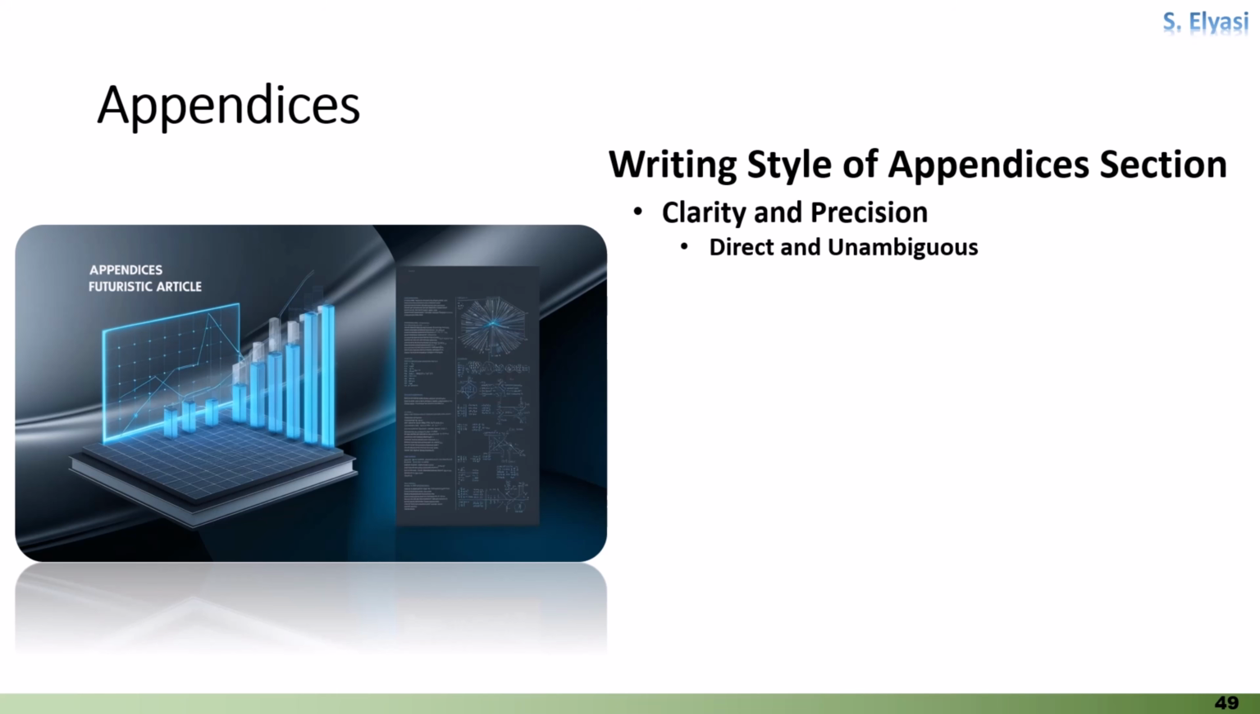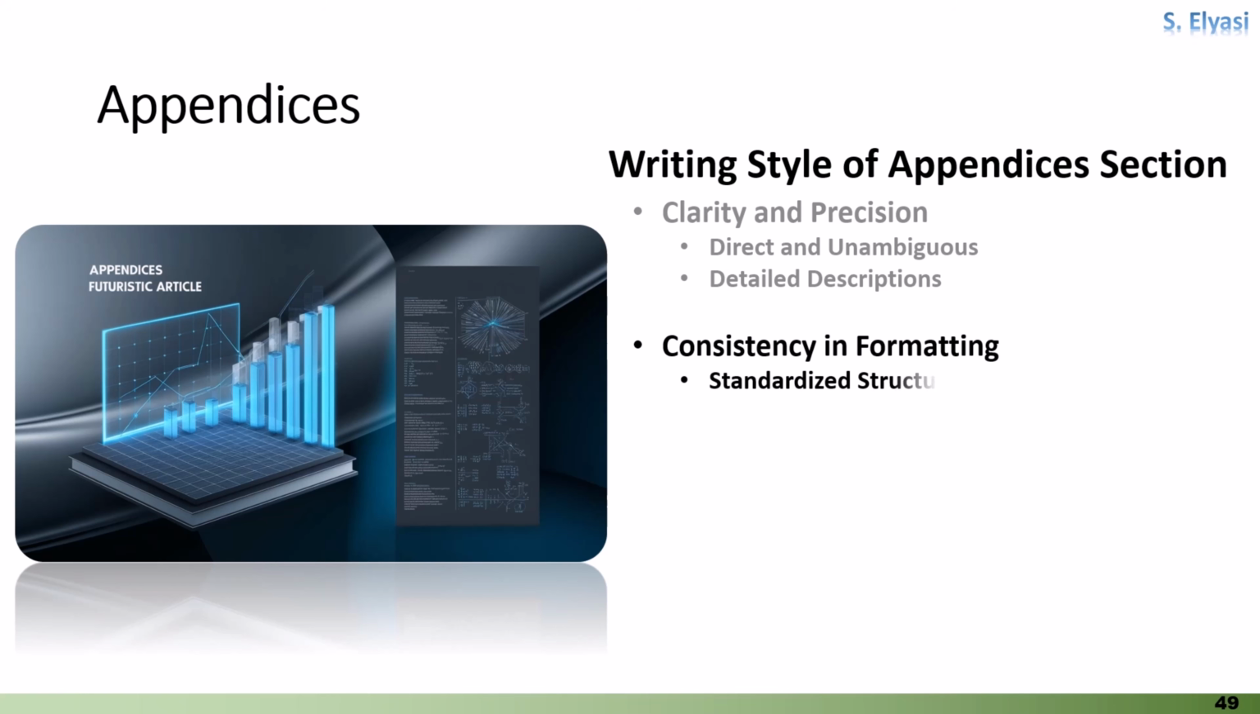Terms should be clearly defined and any technical jargon should be explained, considering that appendices might be referenced by a variety of readers from different disciplines. Detailed descriptions. Detailed explanations are crucial, especially when describing methodologies and experimental setups. The goal is to ensure that another researcher could replicate the study using just the detailed descriptions provided in the appendices.